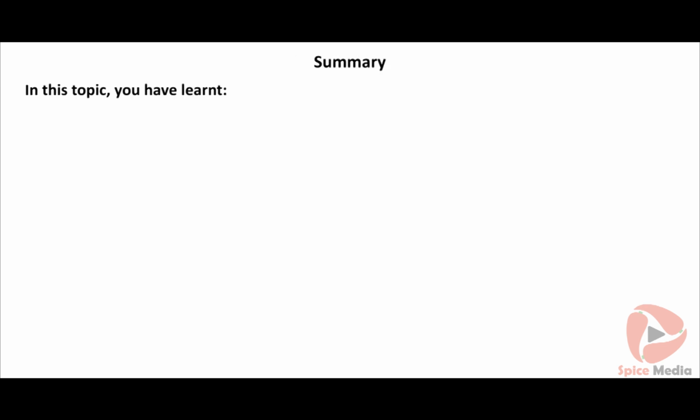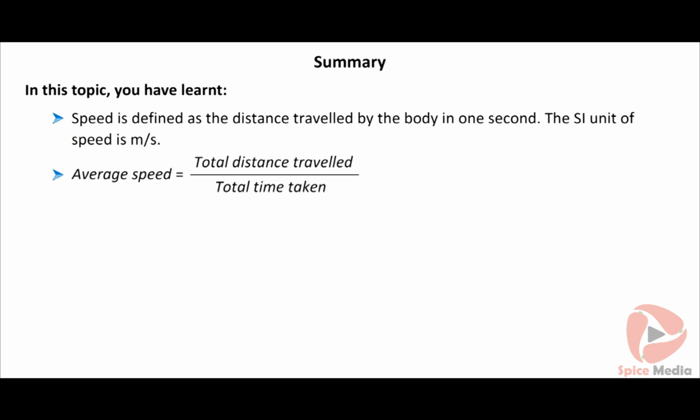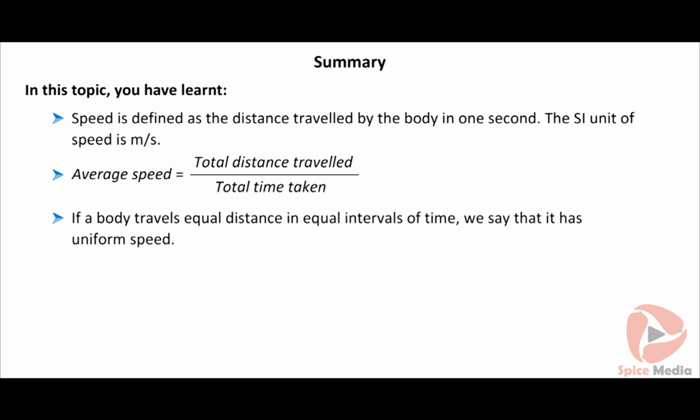In this topic, you have learnt speed is defined as the distance traveled by the body in 1 second. The SI unit of speed is meter per second. Average speed is equal to total distance traveled divided by total time taken. If a body travels equal distance in equal intervals of time, we say that it has uniform speed.